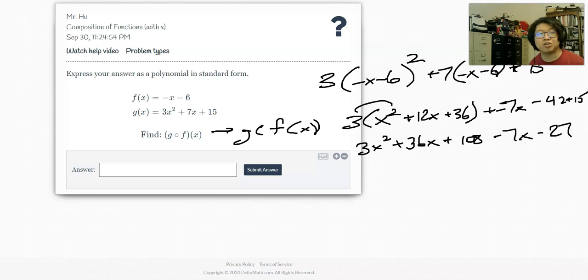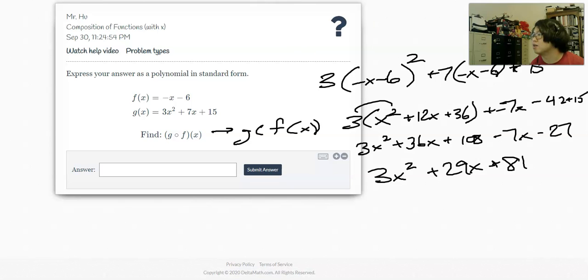So combine the like terms to clean it up a little bit. X squareds don't have any extra terms to add. 36 minus 7 is 29. Okay. And 108 minus 27 is actually, let's see if I can do this math right, 81. Okay. It should be something like that. So this would be your final answer.